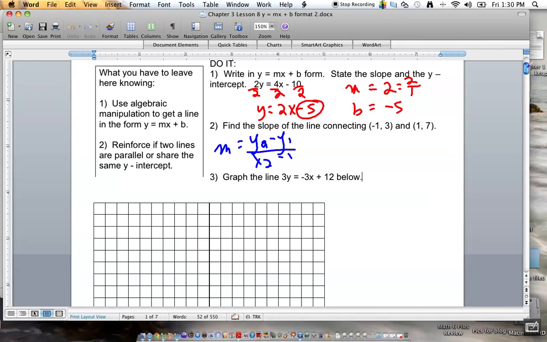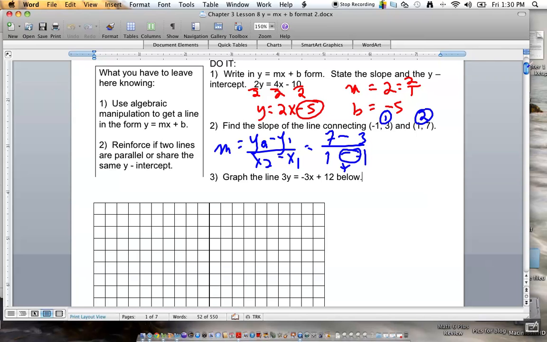Y from the second point minus y from the first point over x from the second point minus the x from the first point. Now I just need to call one of these point 1 and one of these point 2. I don't care which one's which, it works either way. What is the y from the second point? 7. What's the y from the first point? 3. What's the x from the second point? And what's the x from the first point?